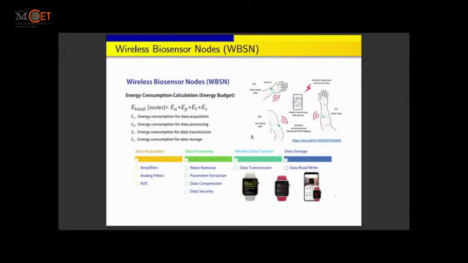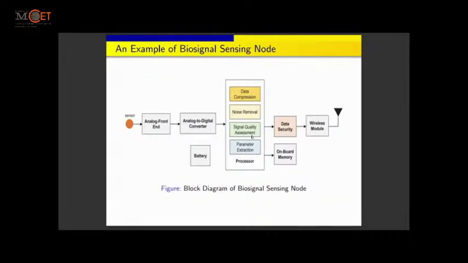Now the traditional wireless sensor node includes the analog front end, then an analog to digital converter, then we will perform data compression, noise removal, signal quality assessment, parameter extraction, and also encryption of the data. Then we'll store the data after processing, and also transmit the encrypted data to the cloud. This is the simplest block diagram of any wireless sensor node in the world. Today if you open any wearable device, it contains only these modules.